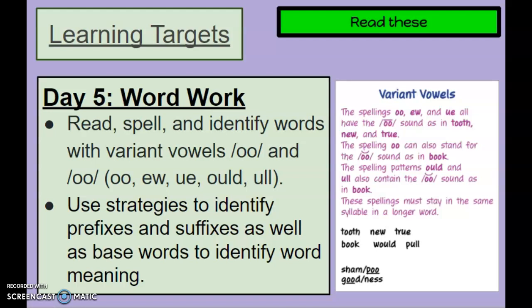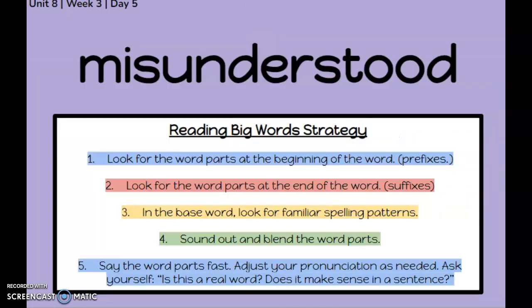So our focus example for today is misunderstood. First, let's count the syllables. Misunderstood. Misunderstood. 1, 2, 3, 4. 4 syllables. Wow, that's awesome.